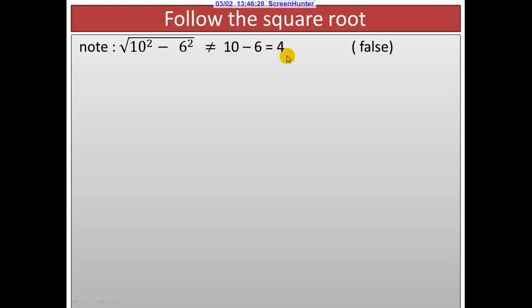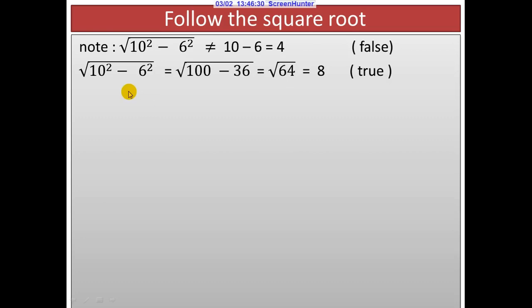This is false. But right here, if we have square root of 10 power 2 minus 6 power 2, we must do the power operation first. 10 power 2 means 100, minus 6 power 2 means 36, and 100 minus 36 equals square root of 64. Finally, it will be equal to 8. This is true. Okay, let's see more exercises on this lesson.